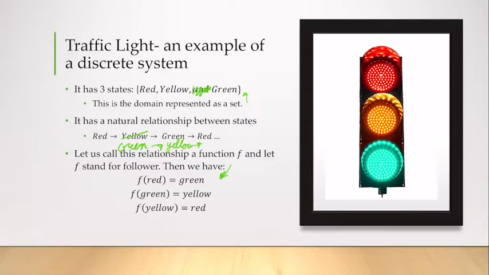Okay, so why don't we let this relationship between our functions stand for follower, like one follows the other. So what follows red is green. What follows green is yellow. And what follows yellow is red. And then it goes back down to green, right? We have this cyclical relationship.